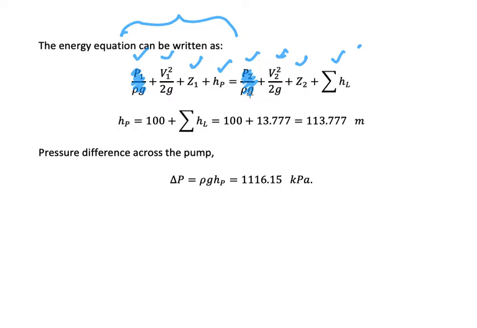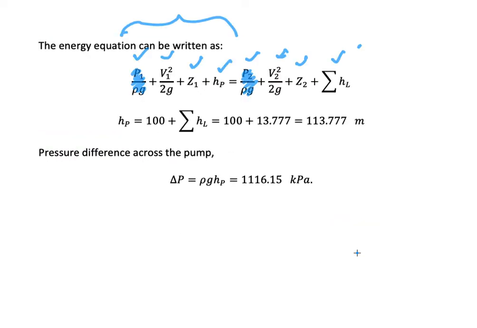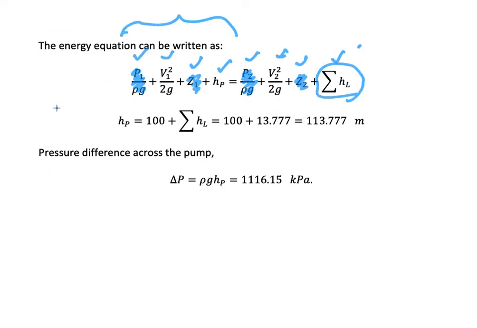Because we already calculated the losses, we add the value of losses here, 13.7. And then we imagine that the velocity and the height Z can be cancelled, because if we see here B to C, the length is 300, the diameter is 0.75, and the friction factor is this one. So this point to this point will use this type of pipe, which means the diameter is the same, so the velocity is the same. So we could cancel this one.